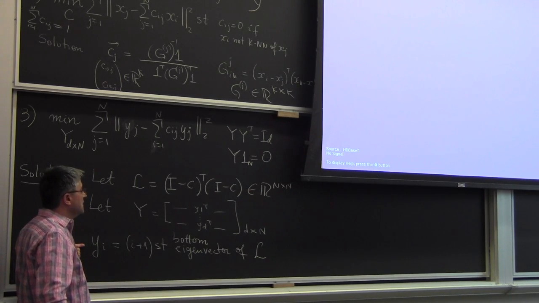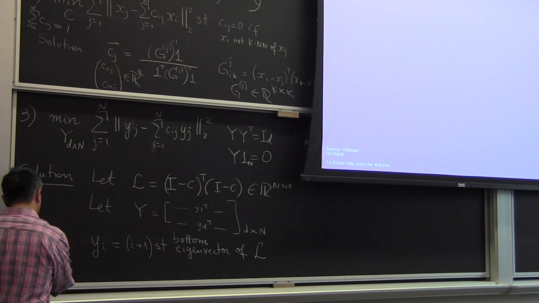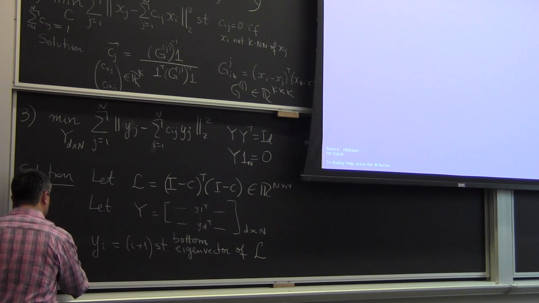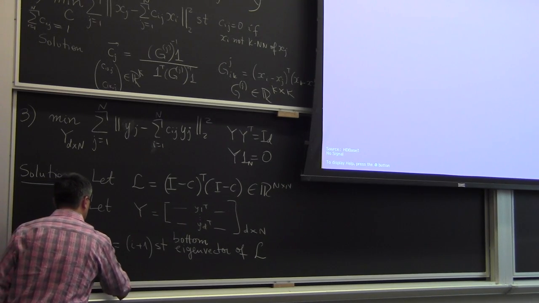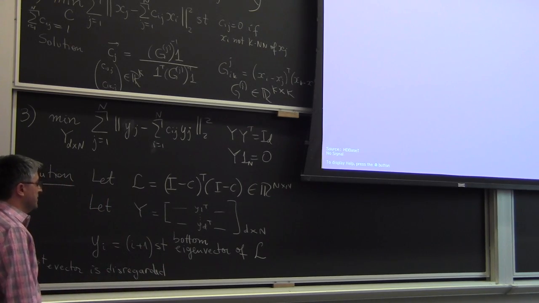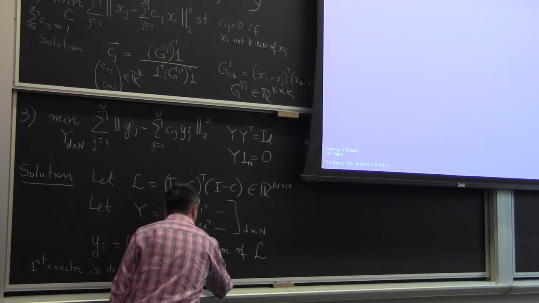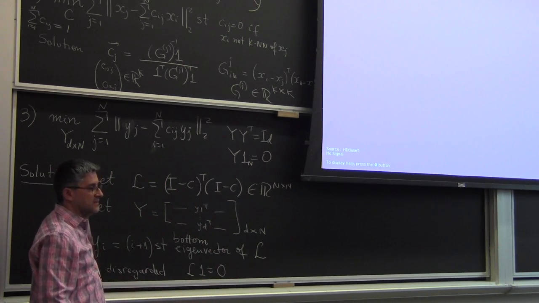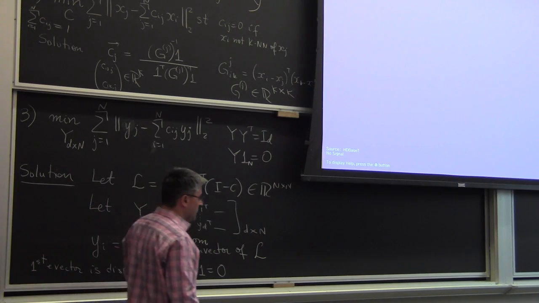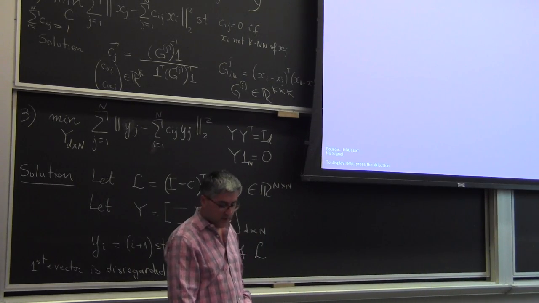Okay? And the reason it's going to be disregarded, I'm going to prove it in a minute, but I want to explain. So the first eigenvector is disregarded. So that's the important observation. The reason, and I'm going to prove that in a minute, is that L times 1 is 0. So the eigenvector corresponding to the smallest eigenvalue is the constant vector. Okay? And why that is a bad thing and all that, I'll explain next.